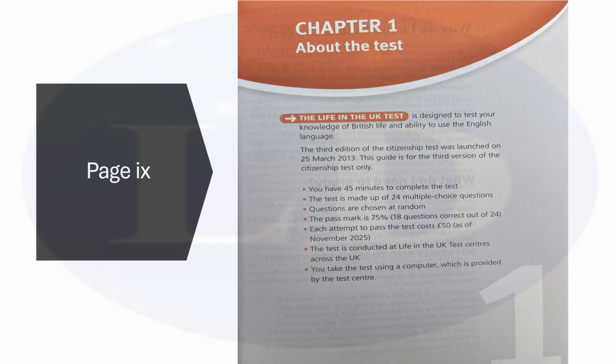So let's go on to the test, chapter number 1. It is all about the test, obviously. It says the Life in the UK test is designed to test your knowledge of British life and ability to use the English language. The third edition of the Citizenship handbook was launched on 25th of March 2013. Before 2013 there was no Life in the UK test. That was the time when they started including this test as well. Now this is all about the test. You have 45 minutes to complete the test. Let me highlight that. Actually, this is all very important.